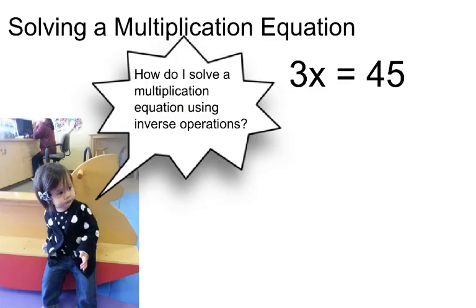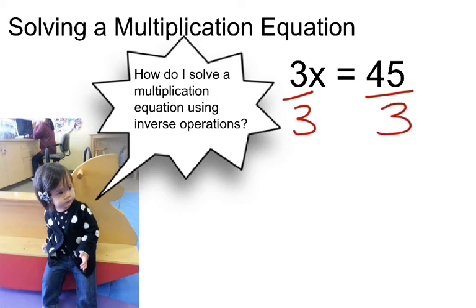So let's look at an algebraic expression. How do we solve a multiplication equation using inverse operations? Well, we first have to ask ourselves, what is the inverse of multiplication? Well, remember, the inverse of multiplication is division. So if we have 3 times x equals 45, so 3x equals 45, we can probably use mental math, but we're going to use the inverse operation. So what we do is we divide both sides by the same number, which has to be 3.